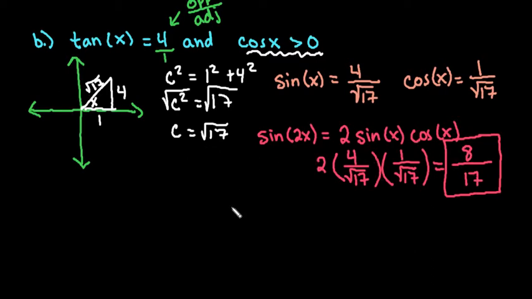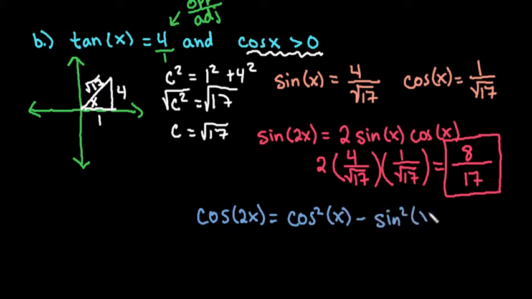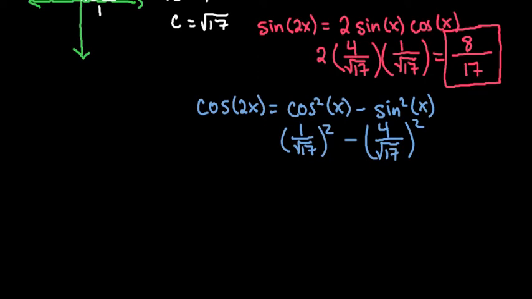All right, one last thing that we're going to find is cosine of 2x. And so to find this, remember, again, we are going to use the rule cosine squared of x minus sine squared of x. So we would just plug in the values, and again, because we are doing 1 over the square root of 17 squared and 4 over the square root of 17 squared, the square roots will work themselves out.